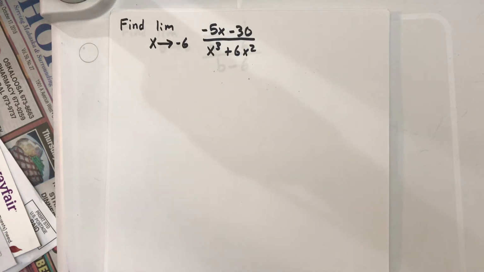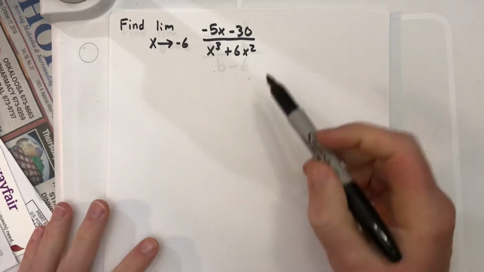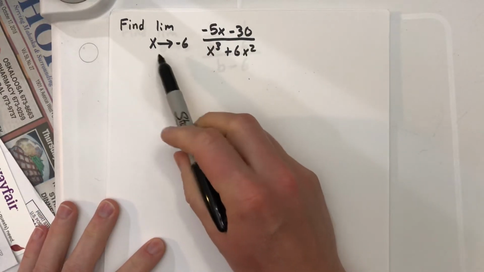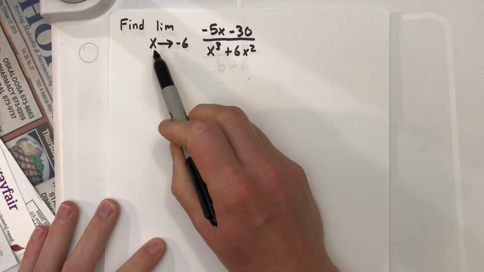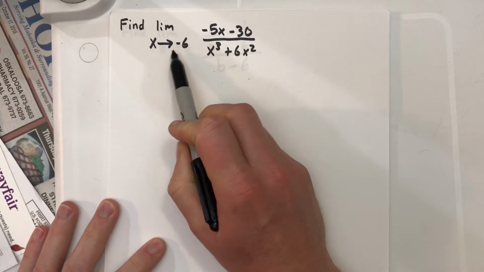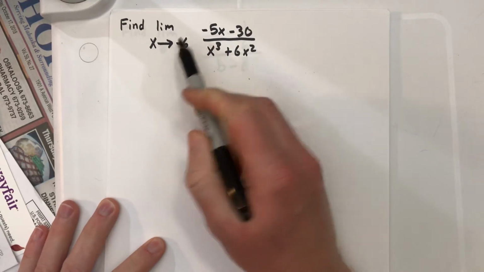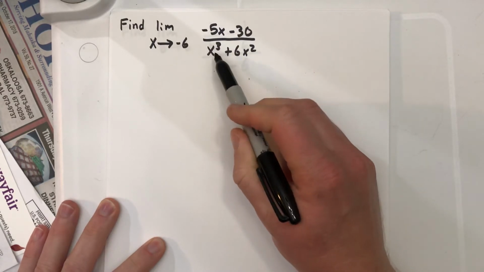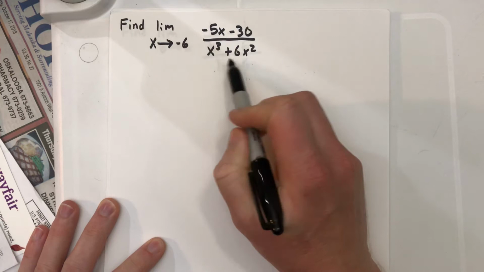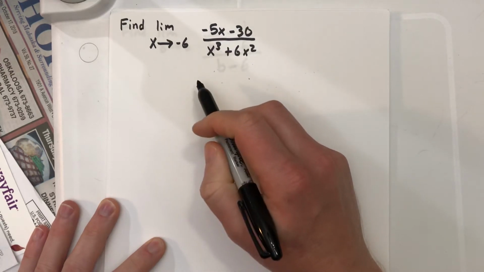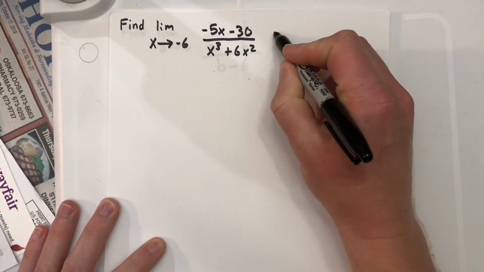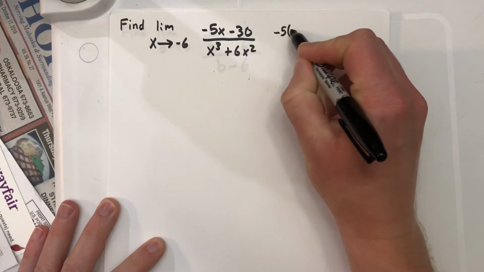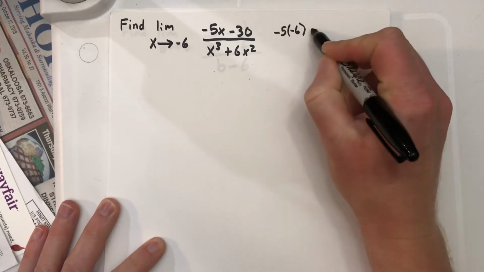Hey everyone, here's another example from section 2.2, finding a limit of a function. If you take a look at this limit, it's the limit of x as x approaches -6. The first thing we want to do is check to see, does this give us a domain error? If we're plugging -6 into this, will we get some sort of error? So let's check that.